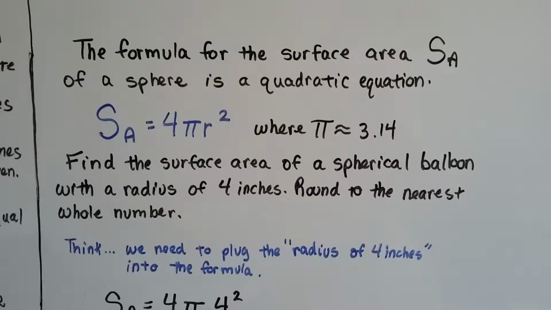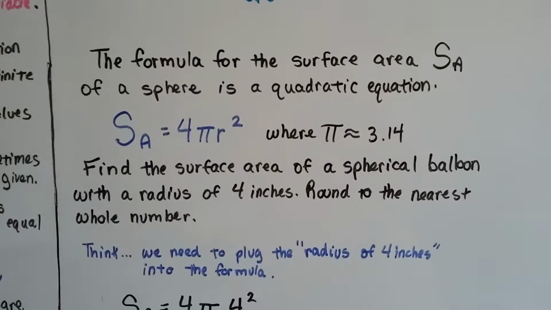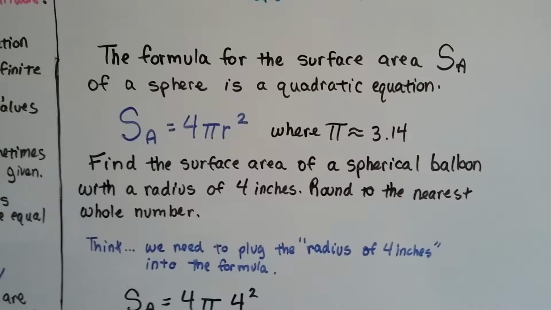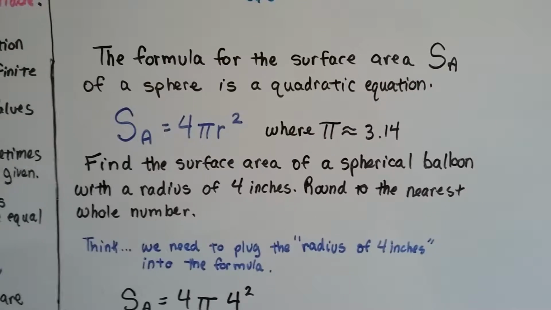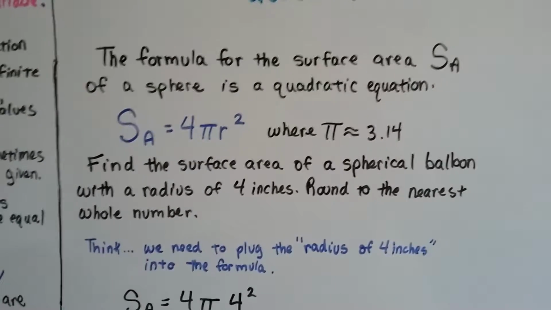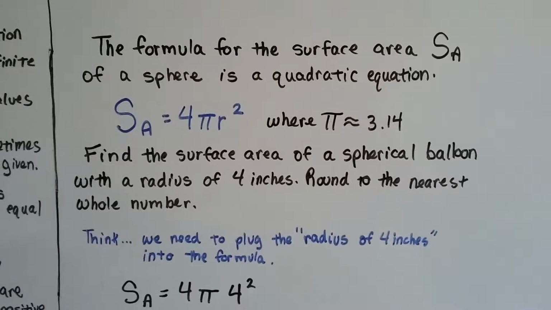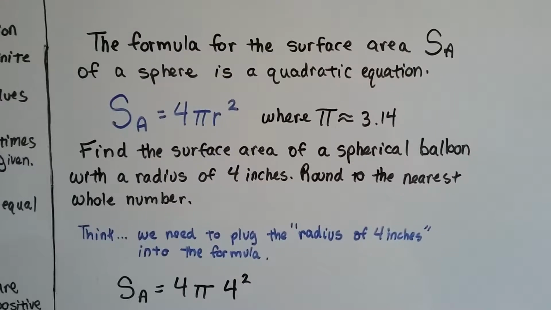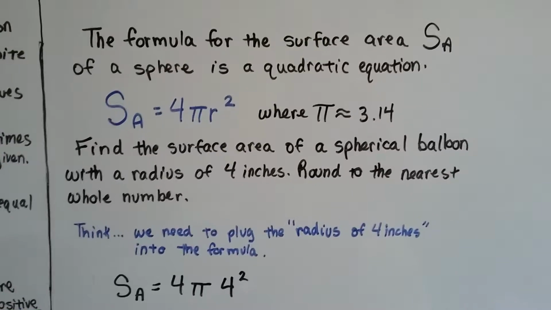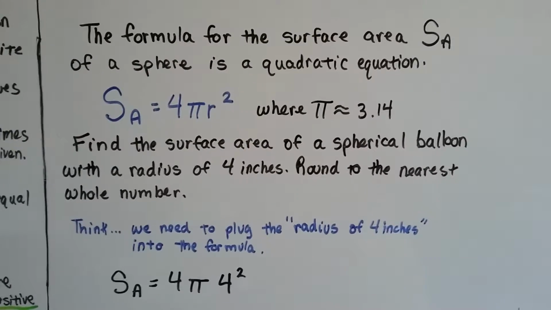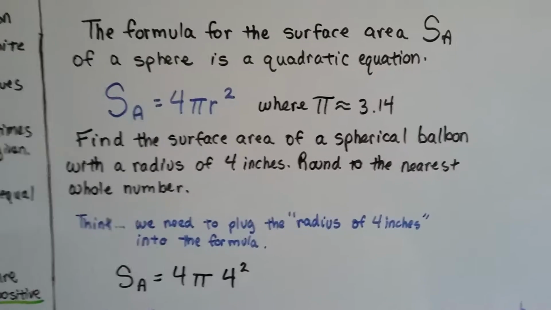The formula for the surface area, SA, of a sphere is a quadratic equation. SA, the surface area, equals 4 pi r squared. And pi is approximately 3.14. So we find the surface area of a spherical balloon with a radius of 4 inches. We're going to round to the nearest whole number.